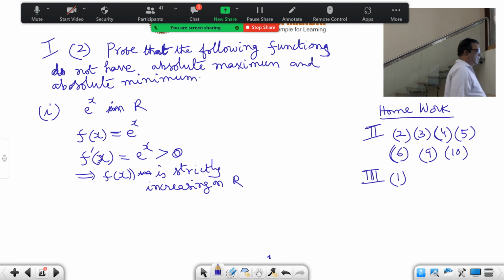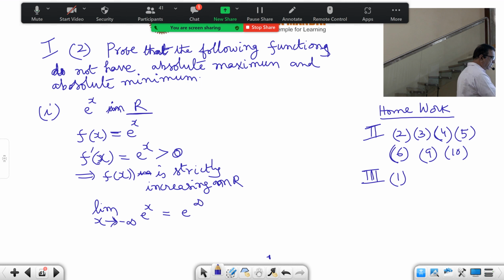So therefore, there will be no minimum value. See, on R, what is the left end? Minus infinity. What is the right end? Plus infinity. Let us go to the leftmost and rightmost end by taking the limits. Limit x tends to minus infinity e power x is e power minus infinity, which is 1 by e power infinity, 1 by a very large number, it is 0.